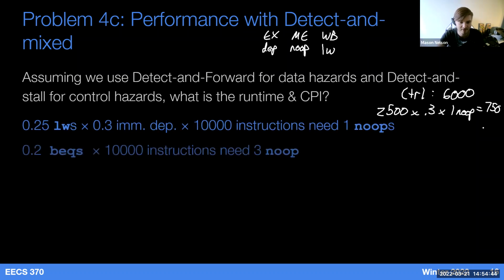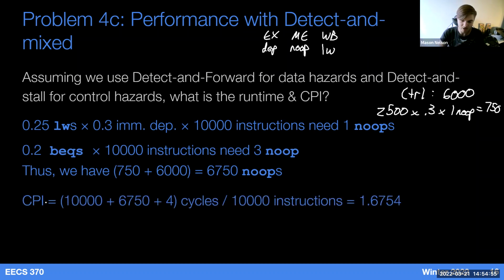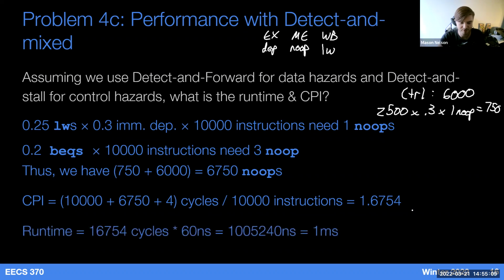So again, the math: we'll add that all up to get a total of 6,750 NOPs inserted for hazards. And then we'll only add that to the top this time and not the bottom. So we get a total cycle count of 16,754. We'll divide that by 10,000 instructions to get a CPI of about 1.7. And once again, we take the number of cycles and multiply by our clock period to get a runtime of about a million nanoseconds, which is a millisecond.